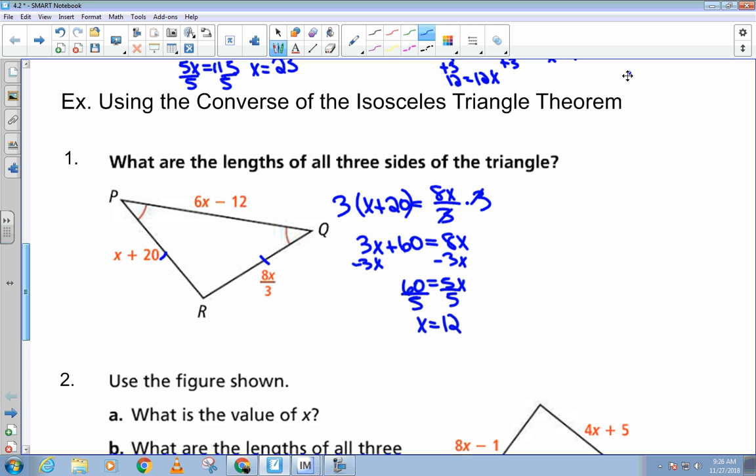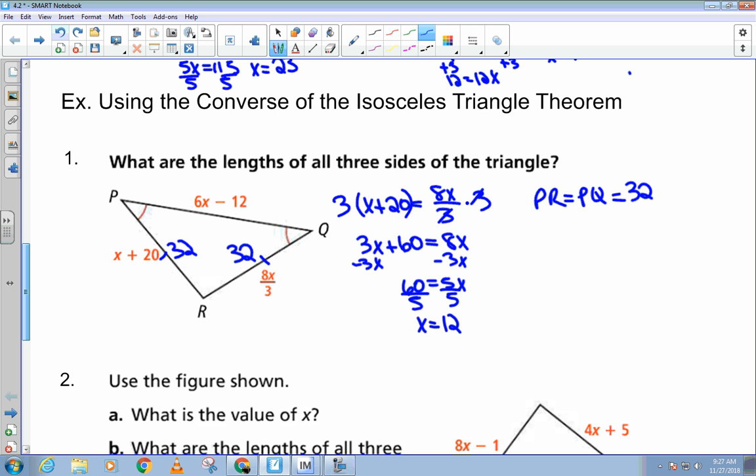Okay, now I need the length of PR, QR, and PQ. What do we know about PR and QR? No, they don't equal 12, but they equal each other, right? So we know that PR and RQ are equal, but you've got to plug 12 in to get a length. So if I plug 12 in, what's the next side? 32, which means this side is also 32.